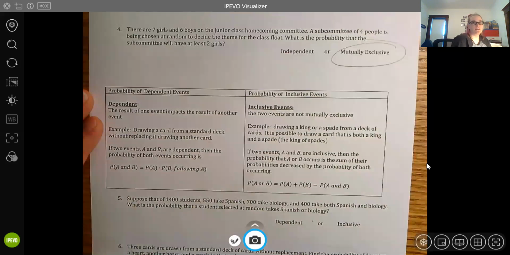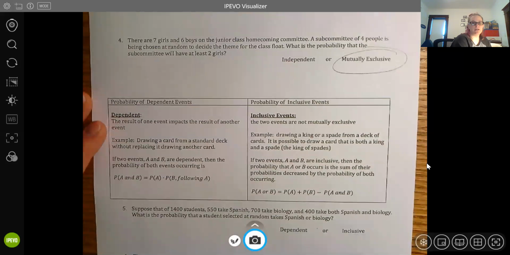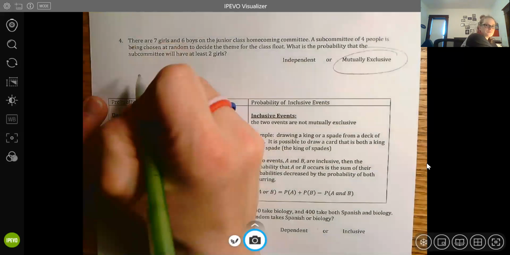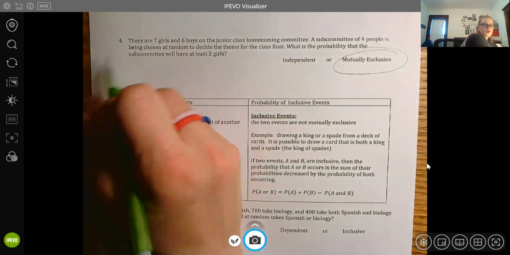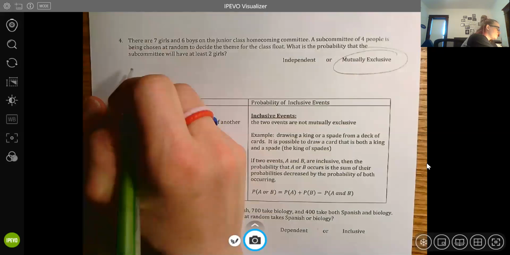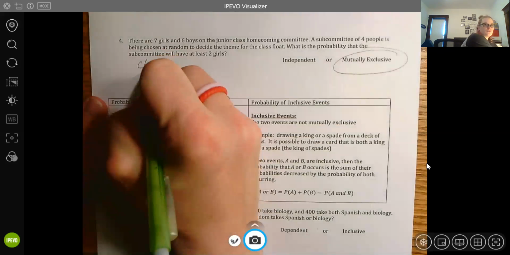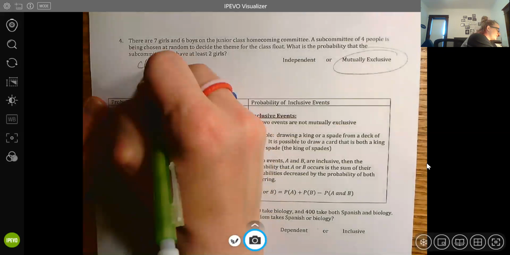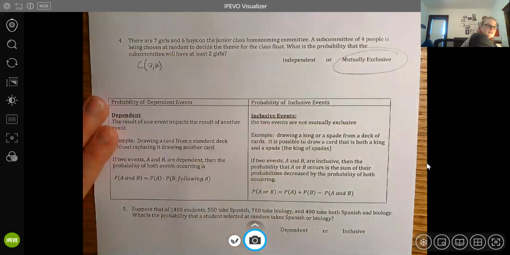Okay, so this one, because we're taking multiples like this, is actually a probability that we're going to include combinations for. So we have to have probability. Remember, that's successes over total possibilities. So we have to have a combination where we pick 2 girls. We have 7 girls to choose from, and we're going to pick 2. But there has to be 4 people on the committee. So if we're picking 2 girls, that means we also have to pick 2 boys.